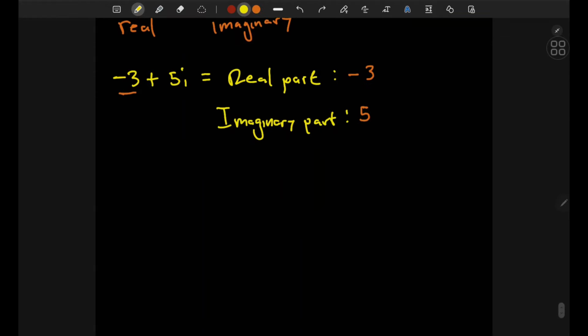Another example, say we have 2 minus 6i. So here the real part, and also the imaginary part.